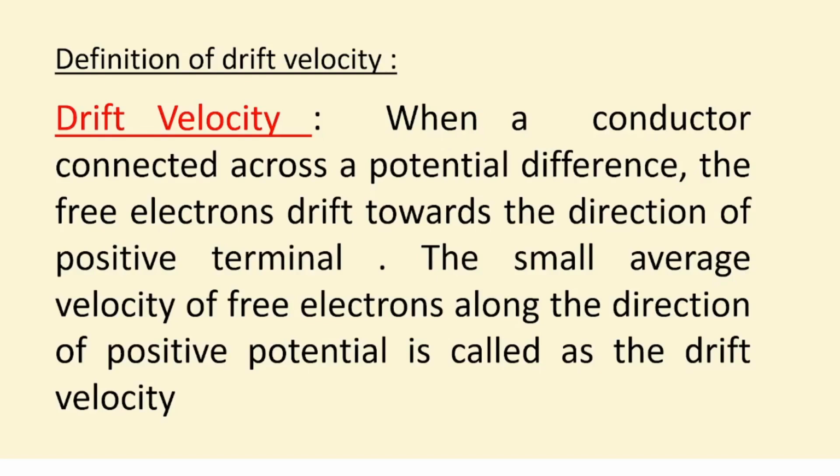From the above discussion, now we can define drift velocity as follows. When a conductor is connected across a potential difference, the free electrons drift towards the positive terminal. The small average velocity of free electrons along the direction of positive potential is called the drift velocity.